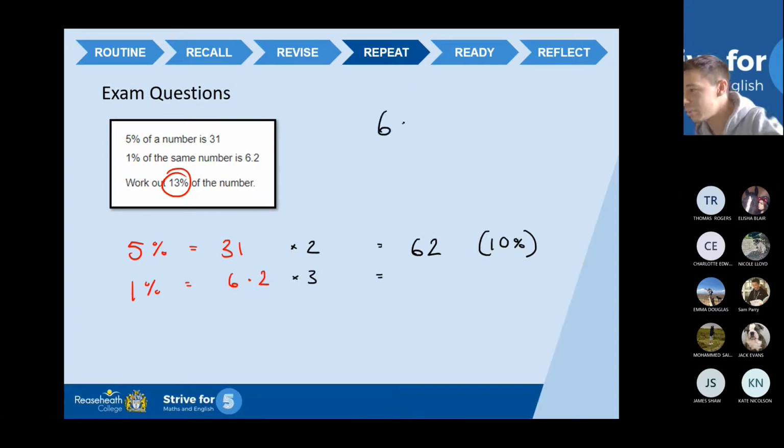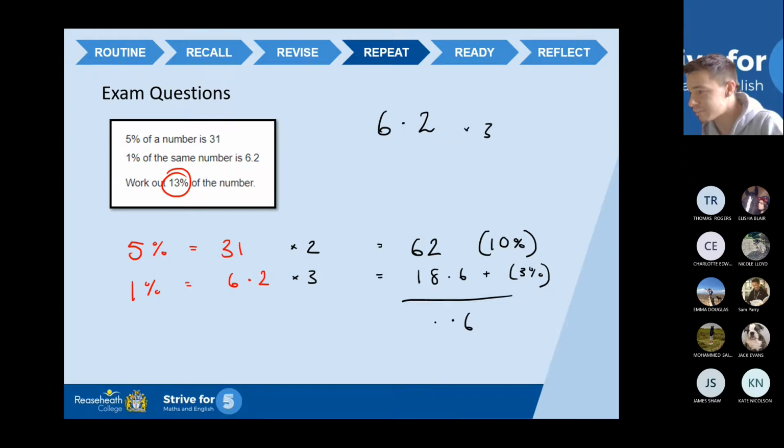Now, 6.2 times by 3. Well, 6 times by 3 is 18, and 0.2 times by 3 will be 0.6. It's going to be 18.6, and that gives me my 3%. My final step is to add them together. So that's going to keep a decimal point, and that's going to be 6. 2 add 8 gives me 10, so 0 and carry the 1. 6 add 1 gives me 8. My final answer is 80.6. Now, why is that question difficult?